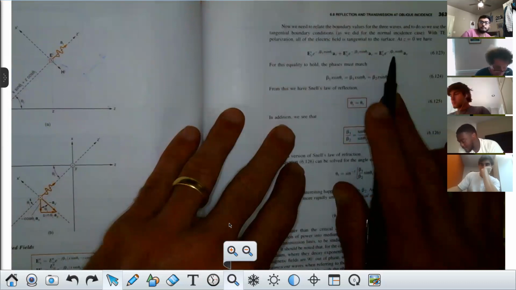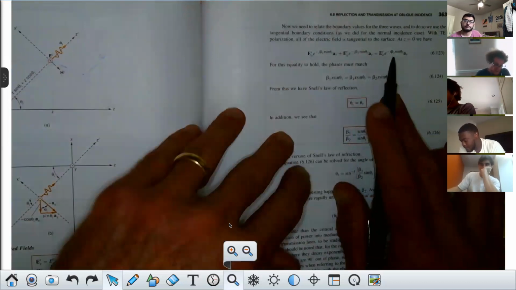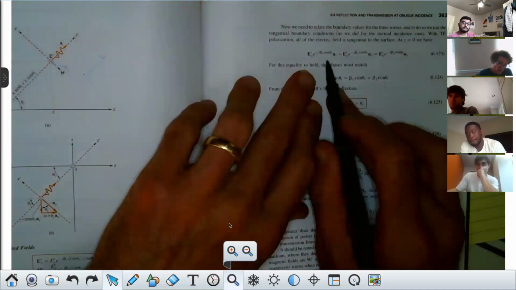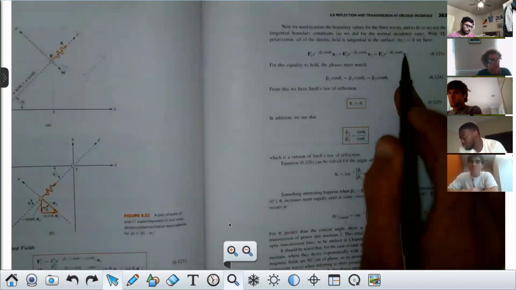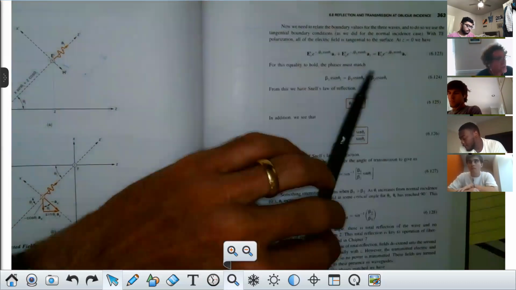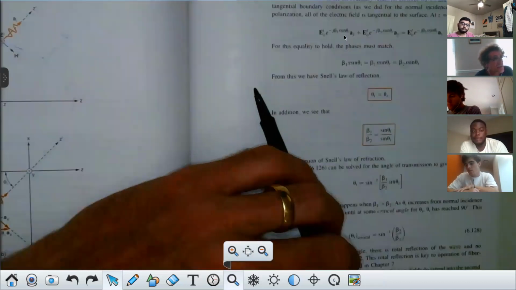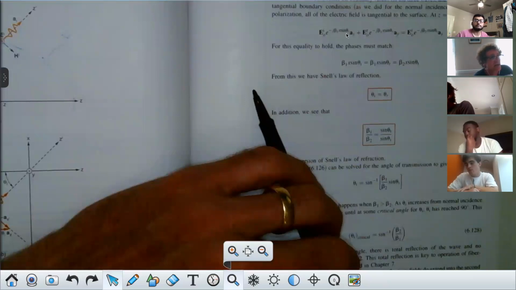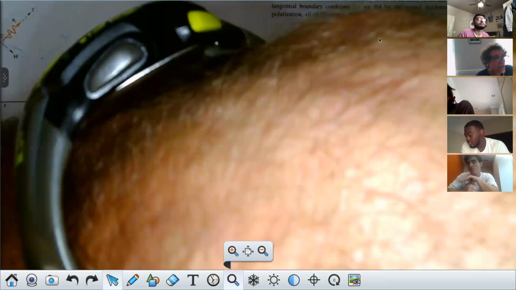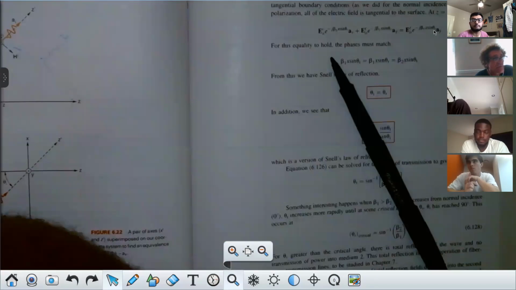Everybody got that? Now, this is important. This has to be true at all points x, right? I want you to be careful to notice this. If this has to be true at all points, then what it means is that this coefficient, e to the minus j beta 1 x sine theta, has to be the same here, has to be the same value here. If it wasn't, then when you moved with x, these would not be equal. Can you see that?